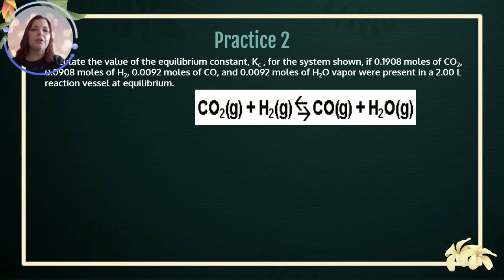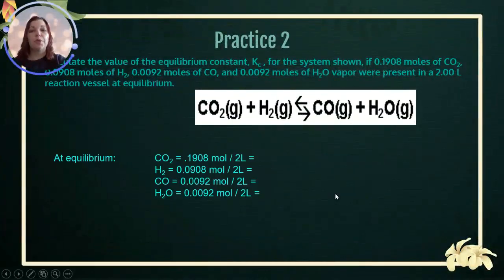Calculate the value of the equilibrium constant Kc for the system shown if 0.1908 moles of CO2, 0.0908 moles of H2, 0.0092 moles of CO, and 0.0092 moles of water vapor were present in a 2-liter reaction vessel at equilibrium. I am going to go through the answer to this. If you want to try this on your own first, go ahead and pause the video now.